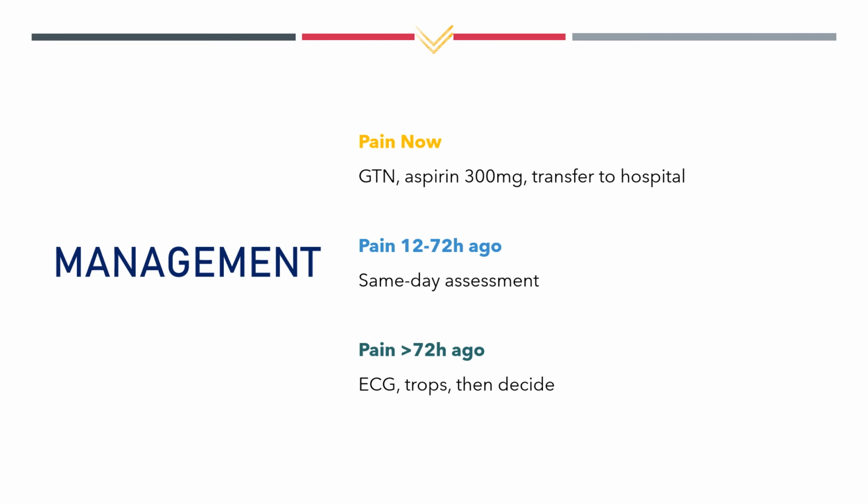Moving on to management of cardiac chest pain, this depends on if the patient has pain right now or not. If they've got pain right now, give them GTN spray, 300 milligrams stat of aspirin, and get them blue lighted to a hospital. If they had pain between 12 and 72 hours ago, get them a same-day assessment. And if the pain was more than 72 hours ago, get an ECG, get some troponins, and then decide how to proceed.